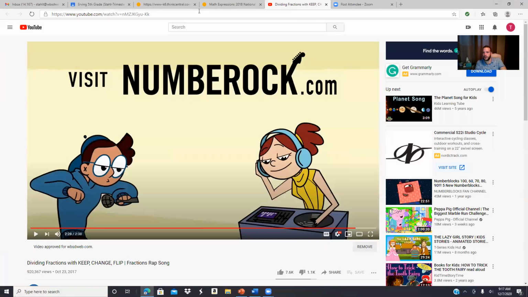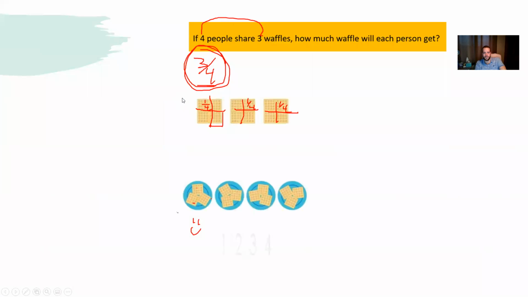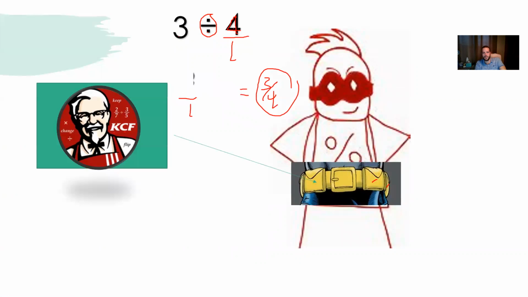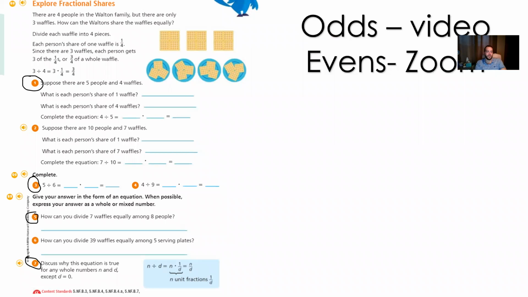All right. Let's get back into our lesson, shall we? Math man. All right. So we're going to work on the odds together, and then the evens we will work on live on Zoom, and then you get a little homework.